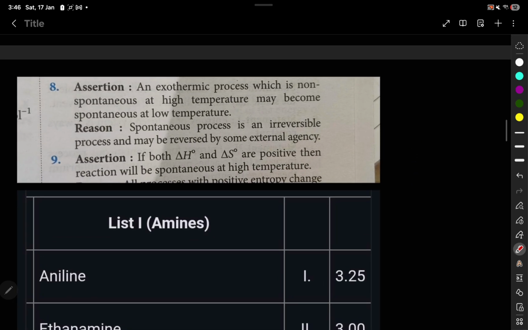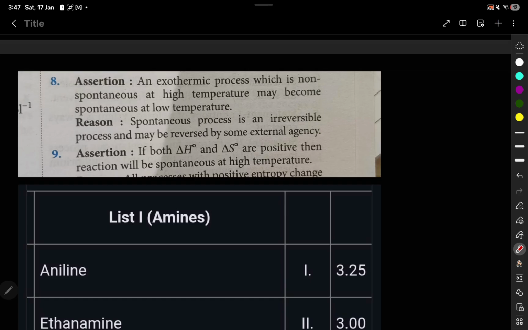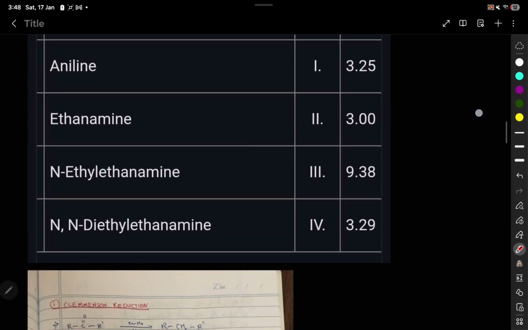Next thing is, an exothermic process which is non-spontaneous at high temperature may become spontaneous at low temperature. A spontaneous process is an irreversible process and may be reversed by some external agency. As you can see, the reason and assertion are correct, but they don't explain each other because they're saying external agency. I mean, it kind of does, but it's fine. Just mug up what to do at this point.